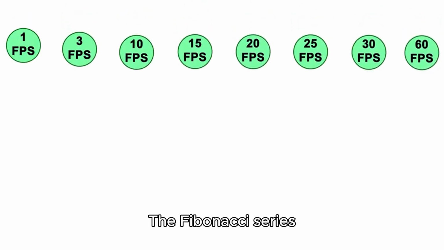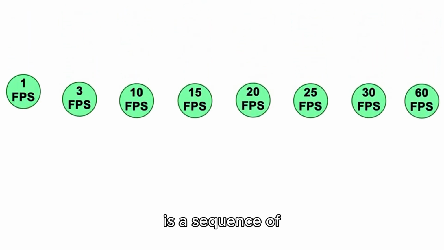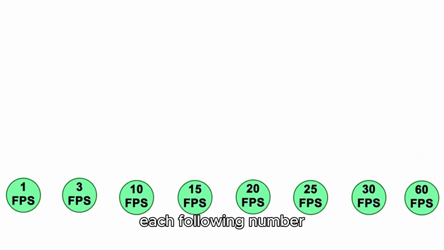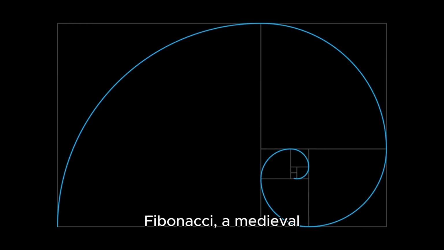The Fibonacci series. The Fibonacci series is a sequence of numbers that starts with 0 and 1, and each following number is the sum of the previous two. For example, 0, 1, 1, 2, 3, 5, 8, 13, 21. The Fibonacci series is named after Leonardo Fibonacci, a medieval mathematician who introduced it to the Western world.